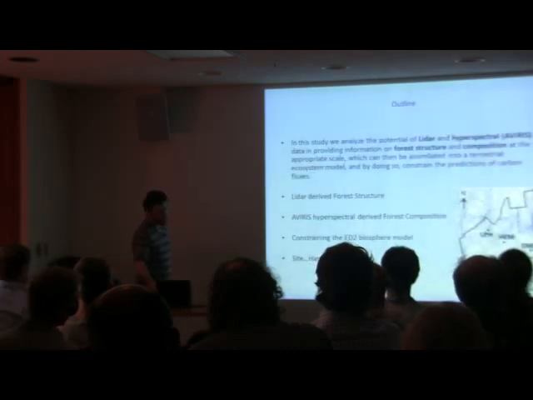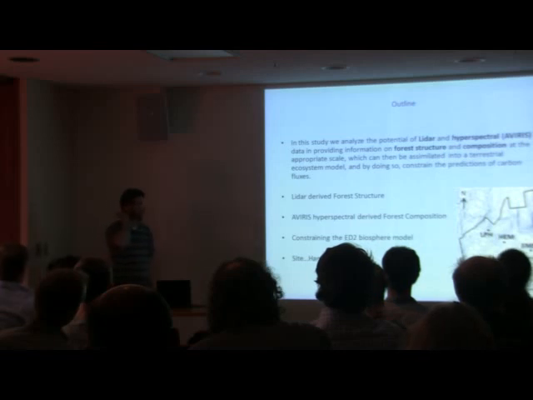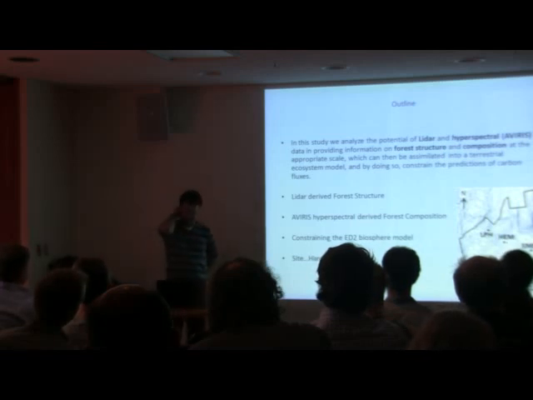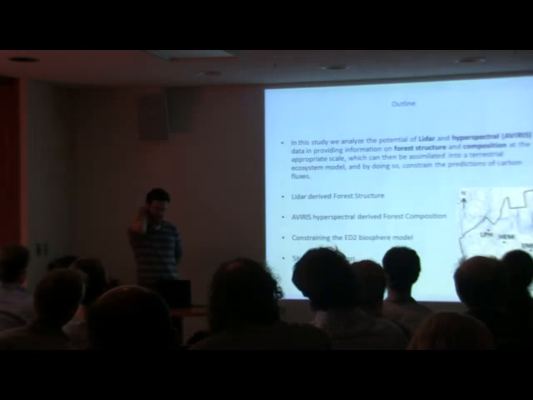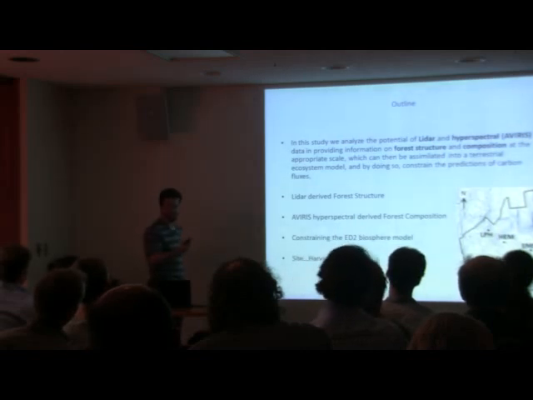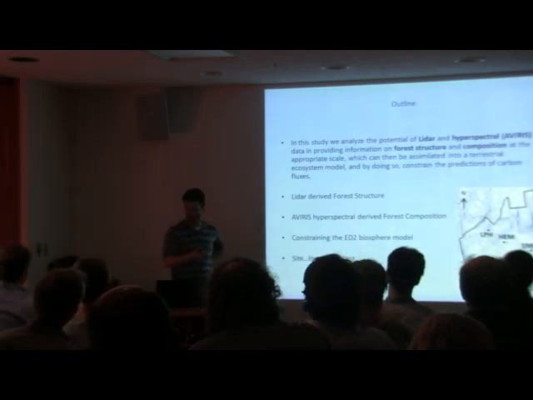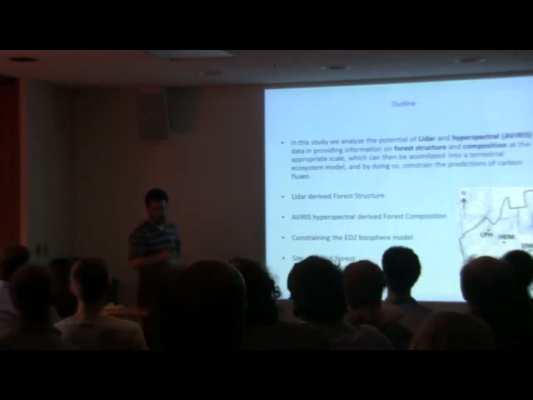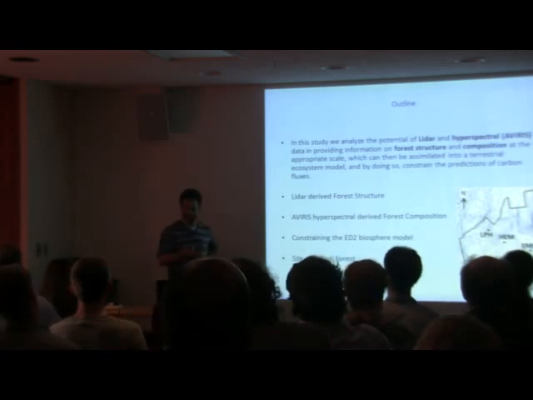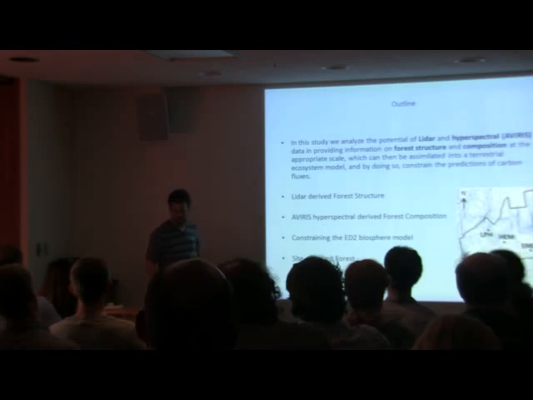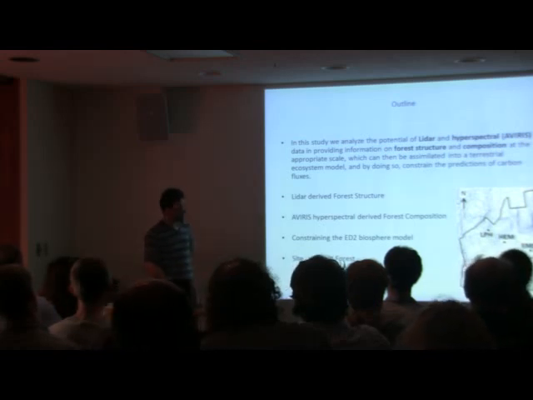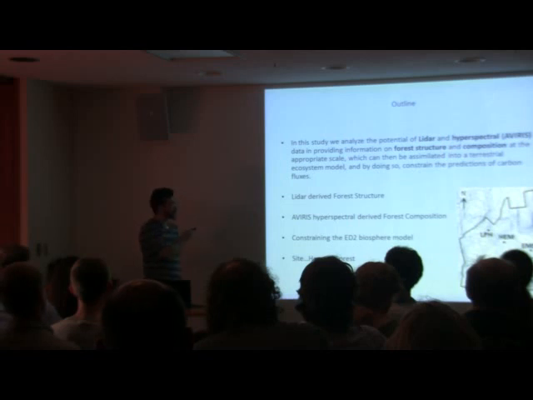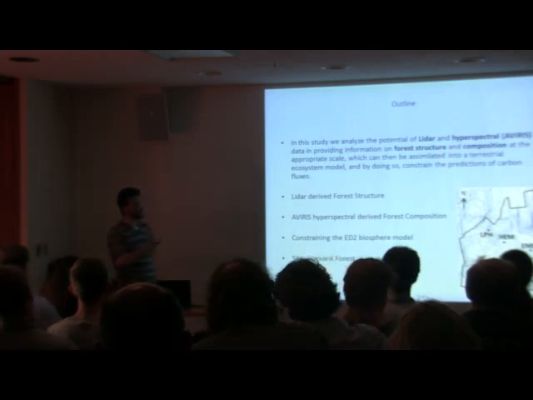That final point is what we've tried to address using remote sensing. We've hypothesized and tried to analyze the potential of LiDAR, which is an active remote sensing technique, with AVIRIS, which is an optical or hyperspectral technique, in providing information on the forest structure and composition. And using that to initialize the biosphere model, the ED2 model, and by doing so constrain predictions of carbon fluxes. So just a couple of the sections I'm going to talk about briefly: the LiDAR-derived forest structure, the AVIRIS, and using it to derive forest composition.